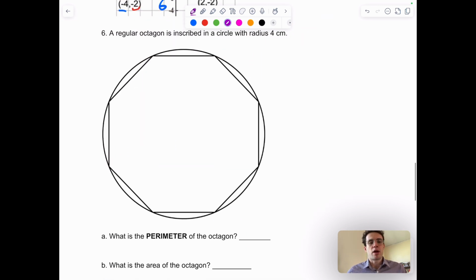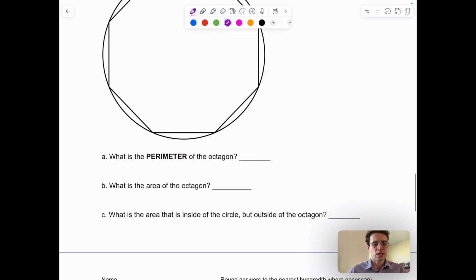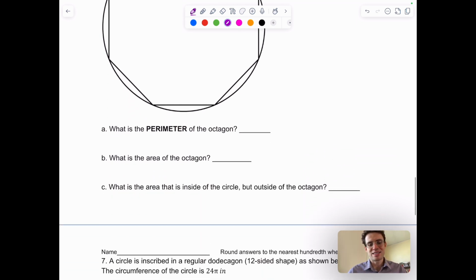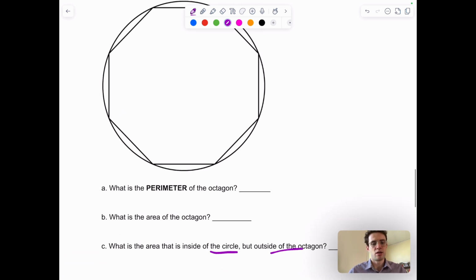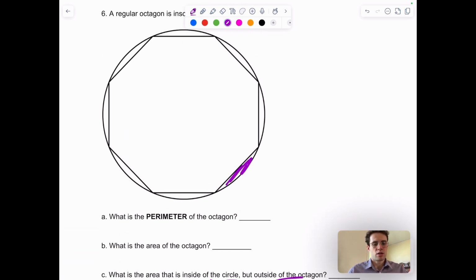And next we've got a regular octagon is inscribed in a circle with radius 4 centimeters. What is the perimeter of the octagon? What is the area? And what is the area that is inside of the circle but outside of the octagon? So basically we're trying to find like these areas will be the last part.